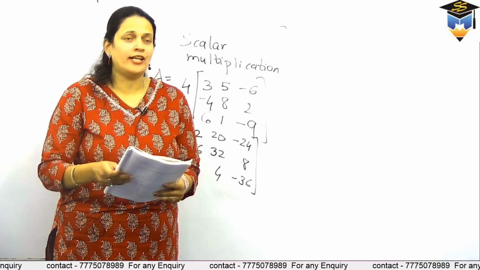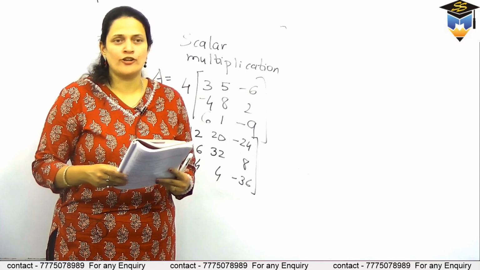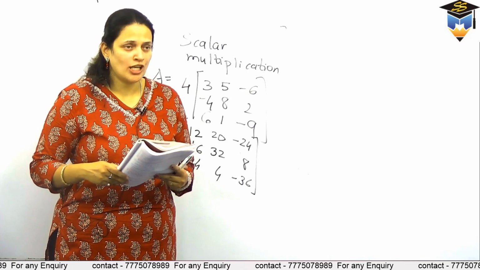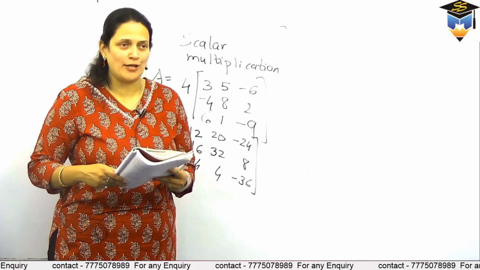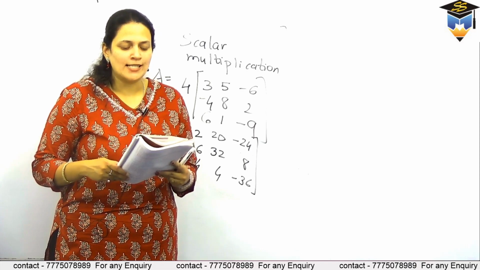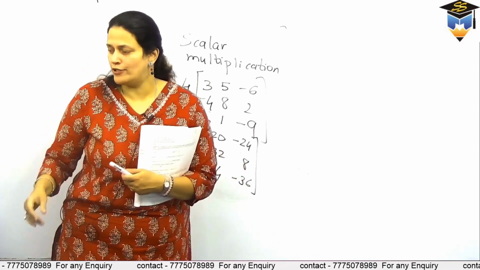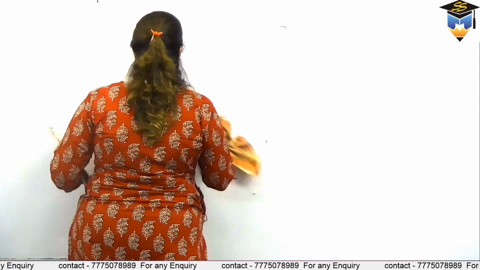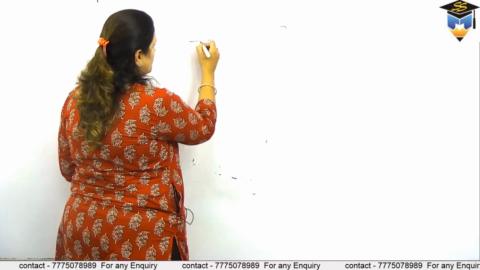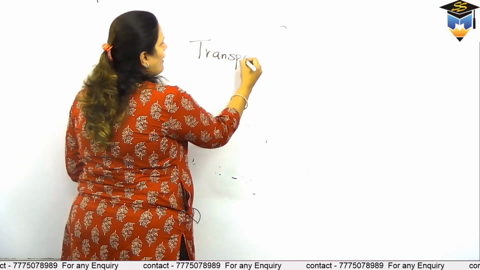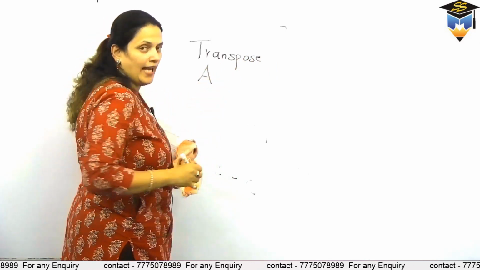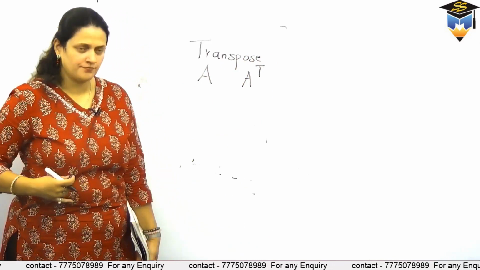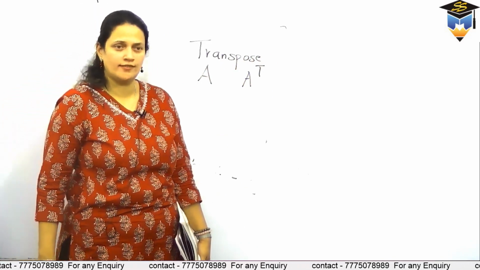Let me read it out to you. A is a matrix of the order m into n. The matrix obtained by interchanging rows and columns of matrix A is called the transpose of matrix A, which is given to us by this. If we have to find the transpose of a matrix A, it is denoted by A transpose. Understood?